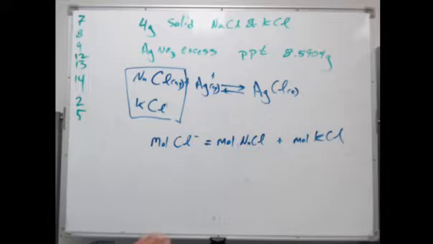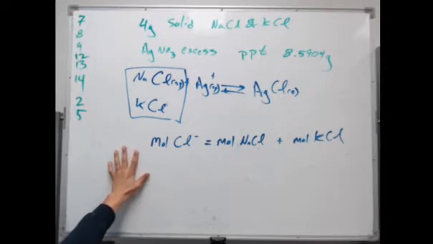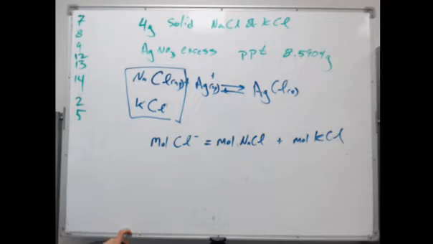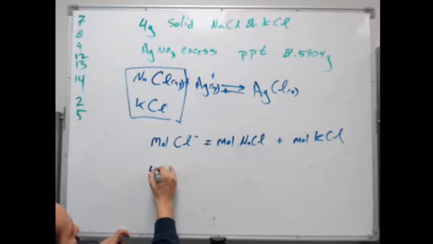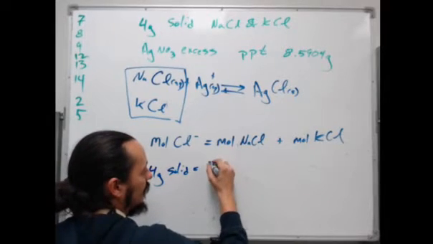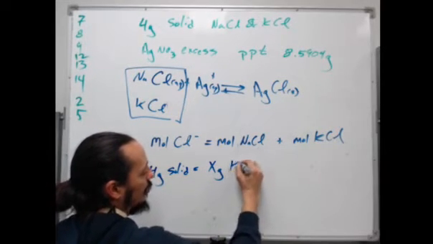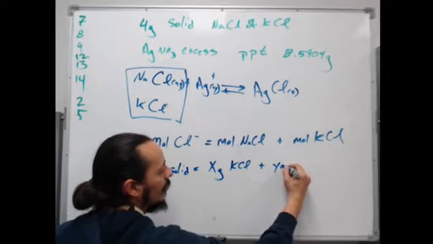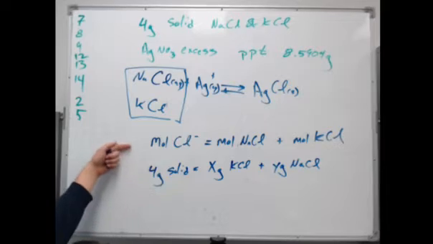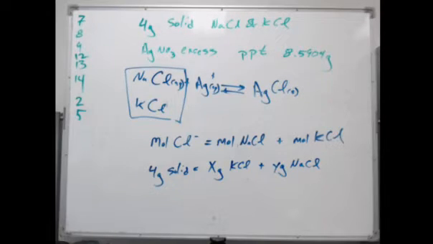So, this becomes our first equation, and we can figure out the moles of Cl minus from the precipitate. And then we have a second equation, which we can figure out the amount of NaCl and KCl from the solid. So if we have 4 grams solid, we know that's going to be X grams of KCl plus Y grams NaCl. And so what we end up with here is 2 equations with 2 unknowns. Is this seeming familiar at all?